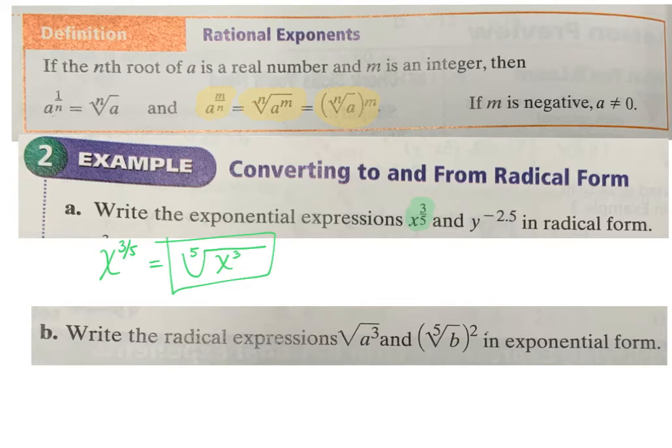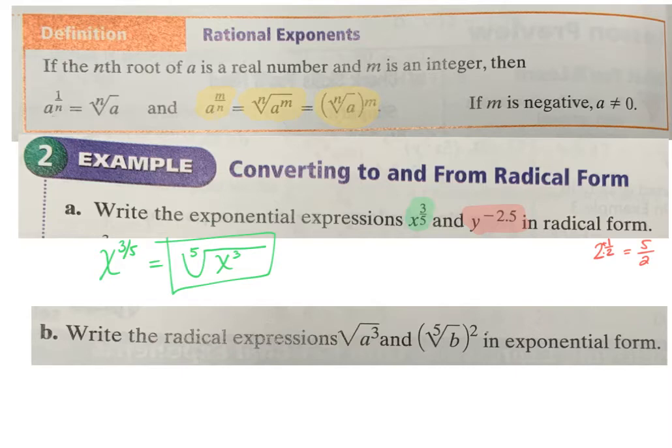All right, let's look at the next one. Y to the negative 2.5. Now, negative 2.5, if I'm going to write it in radical form, I need that as a fraction. So 2.5, right, as a fraction. Just to jog your memory here, 2.5 is the same as 2 and 5 tenths, right? If I want that as a fraction, I'm going to multiply and add. So I'm going to have 5 halves. Everybody see that? 5 halves, right?